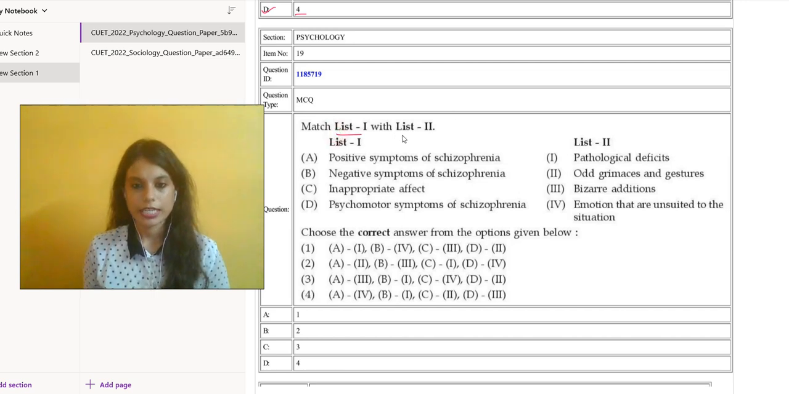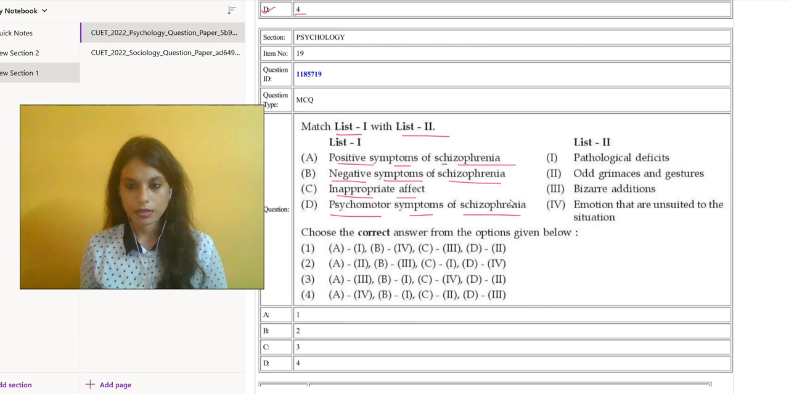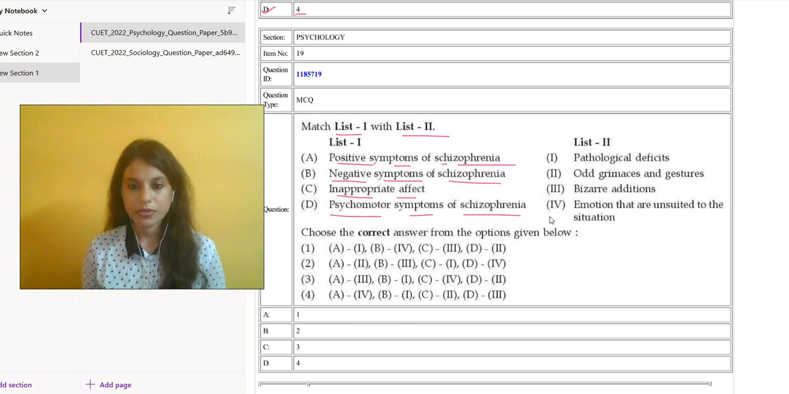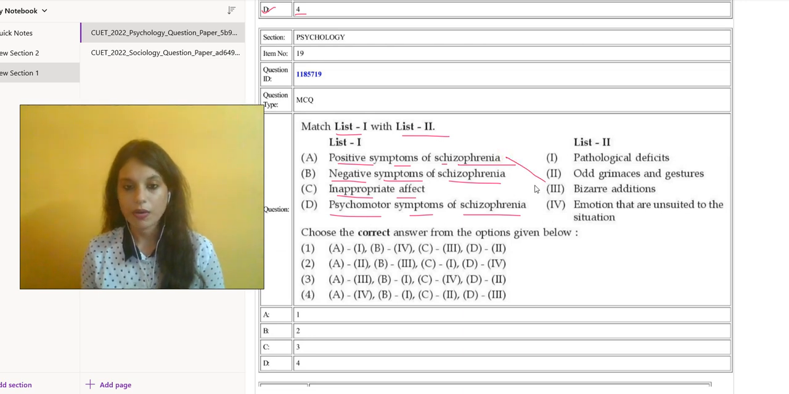Let's match list 1 with list 2. List 1 says A: positive symptoms of schizophrenia, B: negative symptoms of schizophrenia, C: inappropriate affect, and D: psychomotor symptoms of schizophrenia. So we have to match them correctly. Positive symptoms of schizophrenia can be matched with bizarre additions.